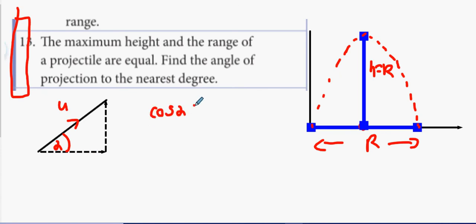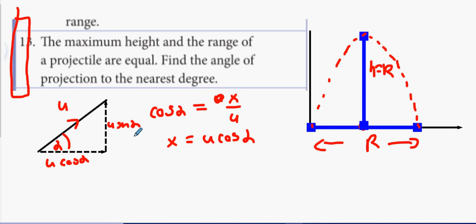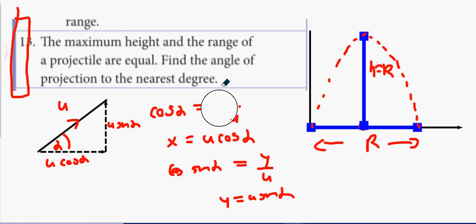Cos alpha equals, for argument's sake, call it x, would equal x over u. So what's x? X is u cos alpha. Are we cool with that? Can anybody predict what the other one's going to be? The other's going to be u sine alpha. Okay. If you want to cut to the chase, sine alpha would be y over u, and then y would be u sine alpha. Are we cool with that?